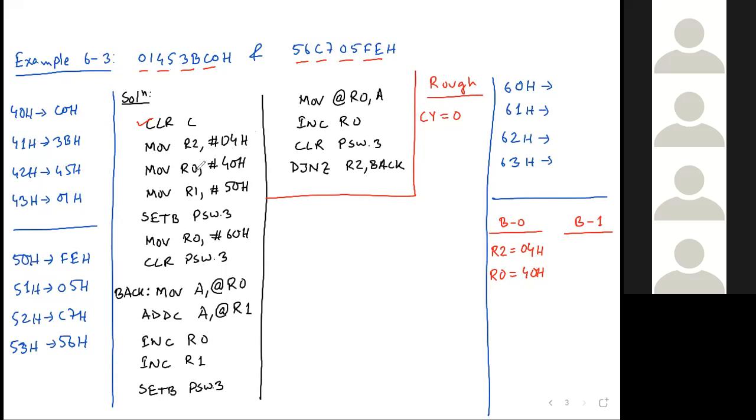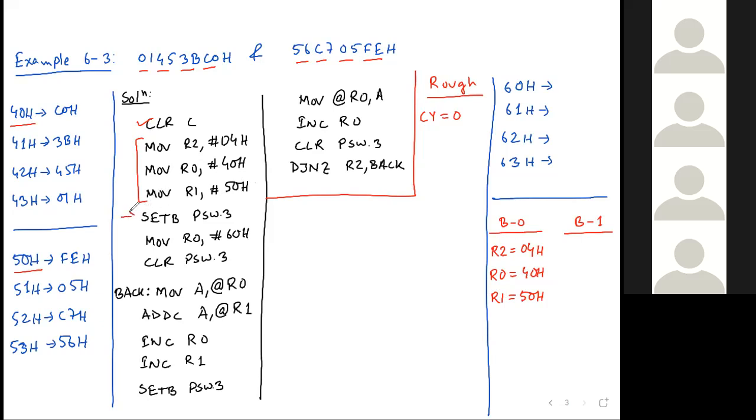Okay. Next, R0 belongs to bank 0, we have established, and R0 contains the starting address of the first number. Similarly, R1 is also in bank 0, and R1 contains the starting address of the second number. So R1 contains 58. So we are done explaining up to this. So I hope everyone understood up to this, right? Okay.